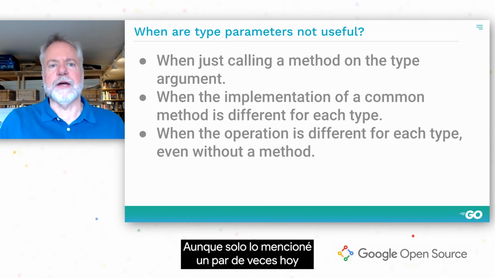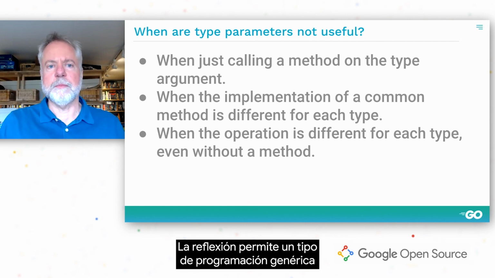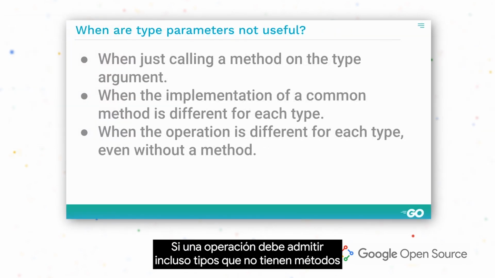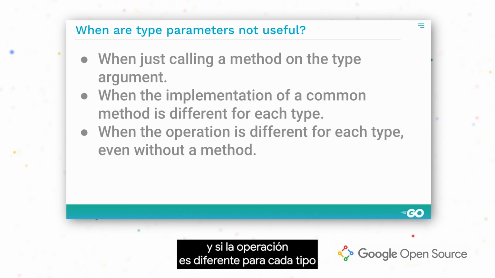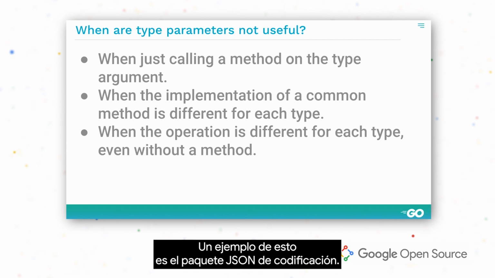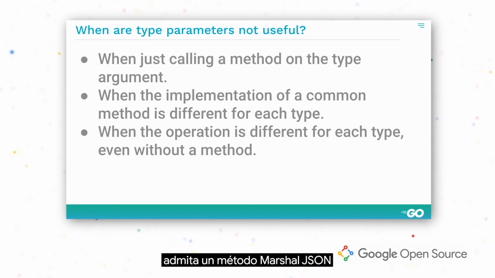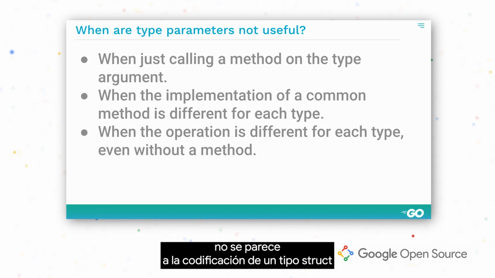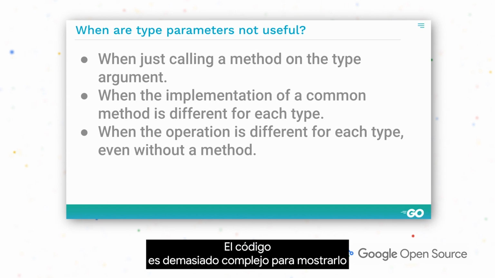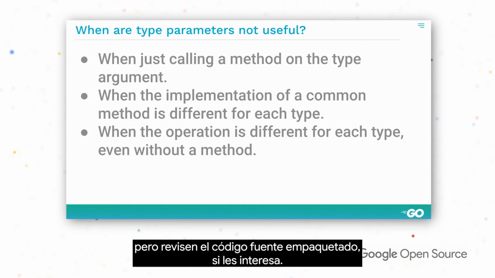Although I've only mentioned it a couple of times today, Go also has reflection. Reflection does permit a kind of generic programming in that it permits you to write code that works with any type. If some operation has to support even types that don't have methods, so interface types don't help, and if the operation is different for each type, use reflection. An example of this is the encoding/json package. We don't want to require every type that we encode to support a MarshalJSON method, so we can't use interface types. But encoding an integer type is nothing like encoding a struct type, so we shouldn't use type parameters. Instead, the package uses reflection. The code is too complicated to show here, but take a look at the package source code if you're interested.